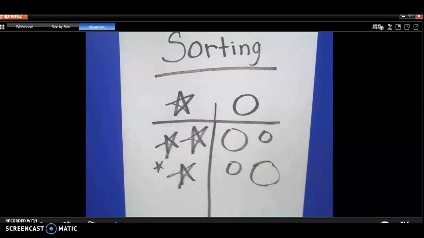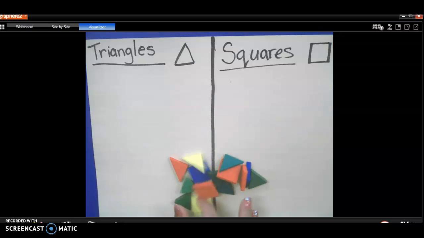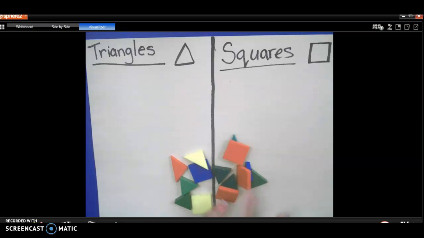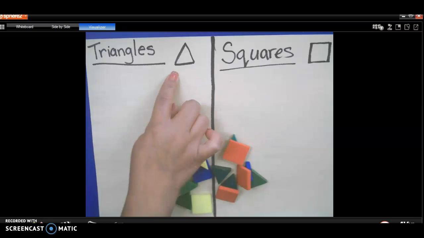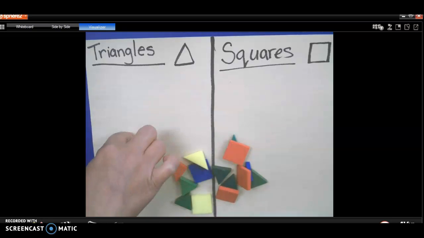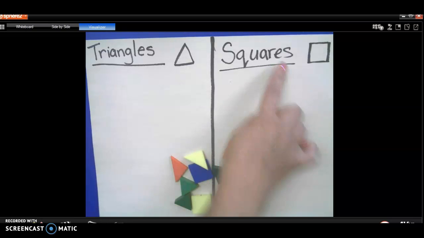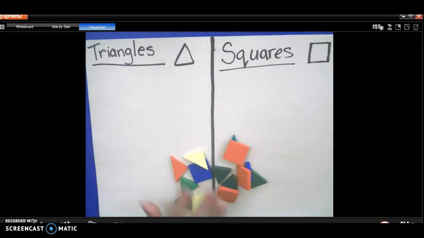Okay? So today I have some shapes here. They're all different colors, but the attribute that I'm looking for is if they are triangles, I'm going to put them over here. And if they're squares, I'm going to put them over here. So right now, I'm not looking at the color. I'm not looking to see if they're smaller or bigger. The attribute that I'm looking for is what shape it has.